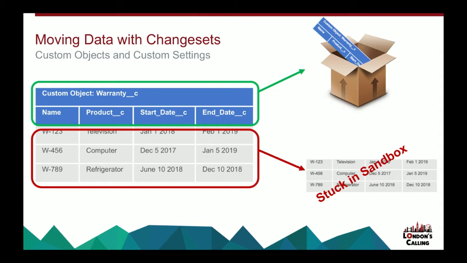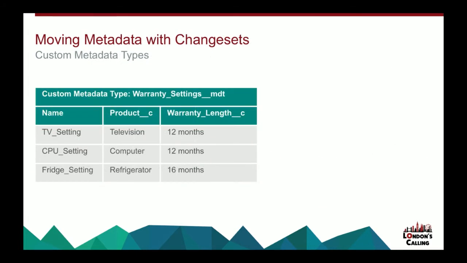It's not real data. It's not business data. It's not warranties that I've actually sold. That's all stuff that's stuck in my sandbox. But I can push the metadata. That's great for the custom object, but maybe that's not the only kind of data I need for my application.